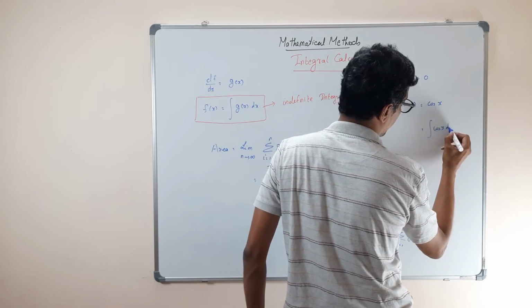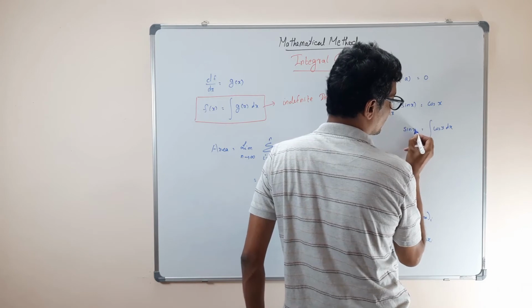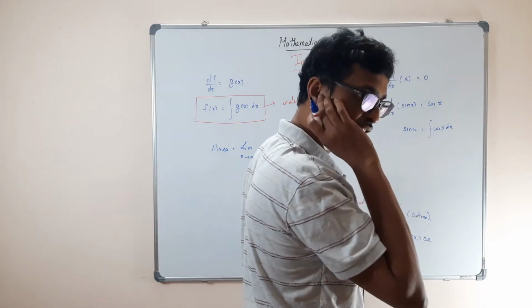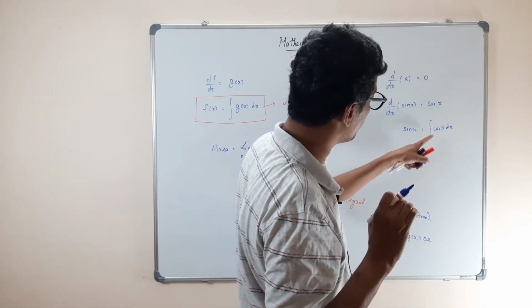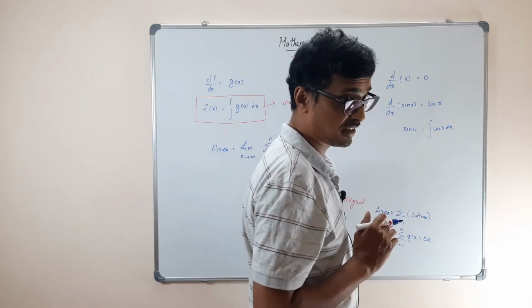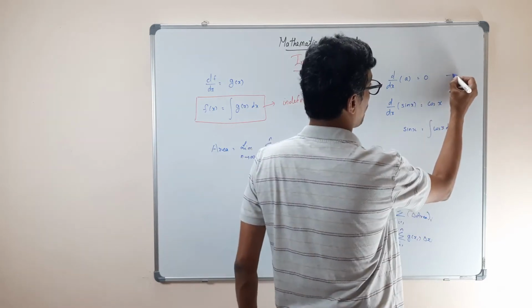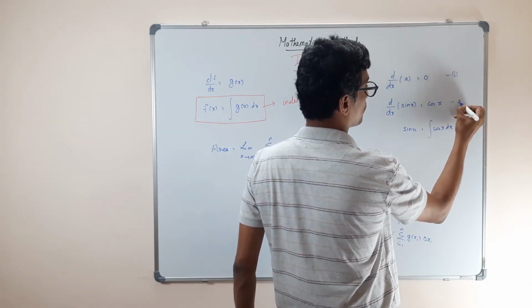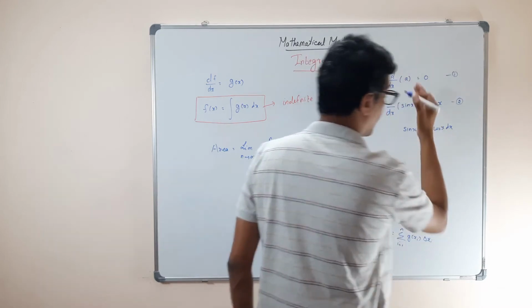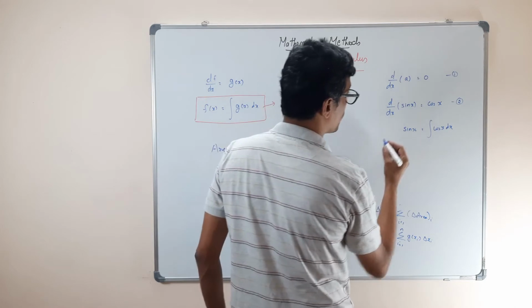Cos x dx should be equal to sin x. Okay, so what it says is integration of cos x dx equals sin x. This is not completely correct. The reason is, let me call this 1 and this 2. Let me add up 1 plus 2. So 1 plus 2 is what?